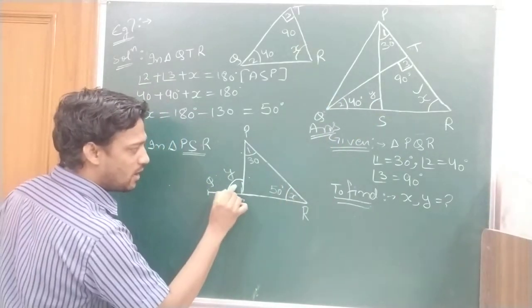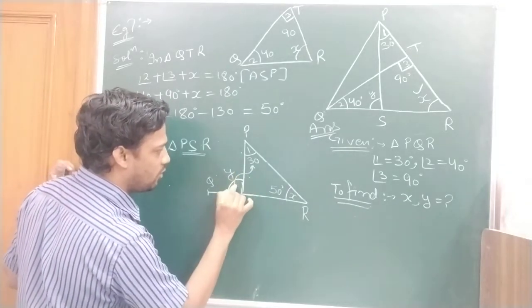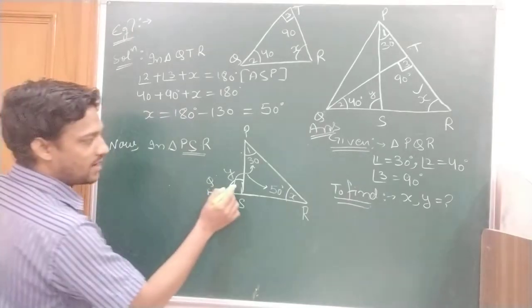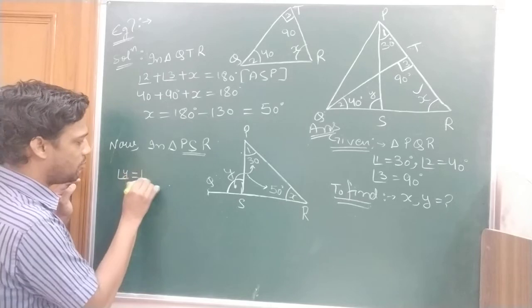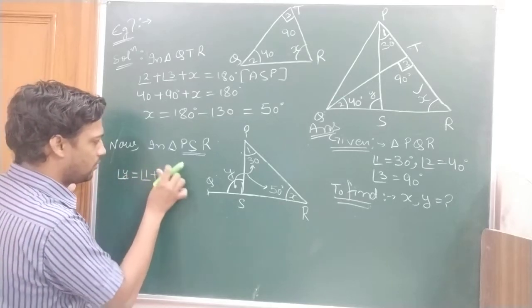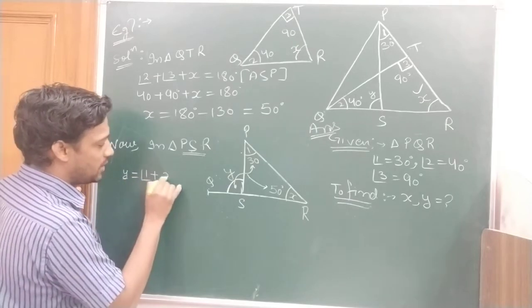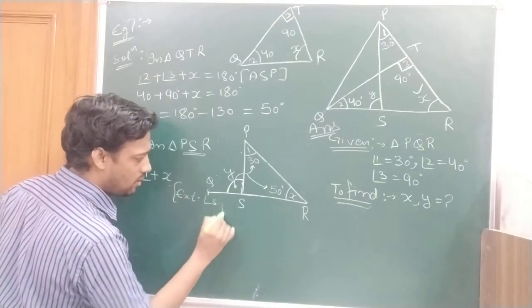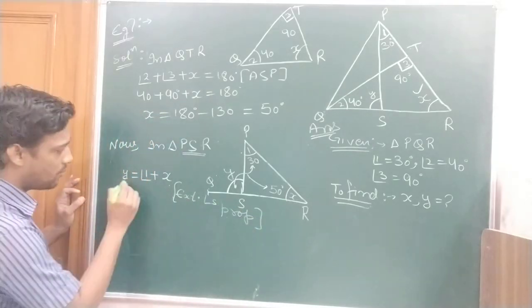What is angle Y? Angle Y is the exterior angle of this triangle, equal to the sum of the two interior opposite angles by the exterior angle property of a triangle. So I can write angle Y equals angle 1 plus X. Reason: exterior angle property.